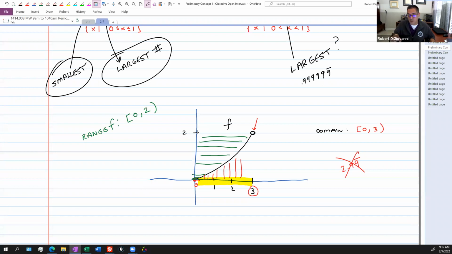So does this function, listen to this question carefully, does this function have a highest value? Is there a value that comes out of this function, the highest it ever gets? Yes or no? What do y'all think? I'll do a poll, okay? Question is, yes or no, does this function have a highest value? And if you say yes, you better be able to tell me what it is.